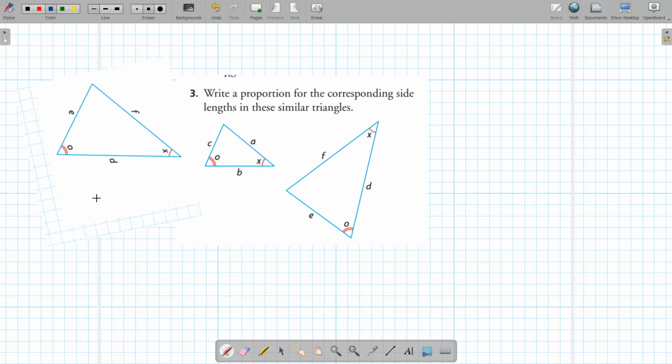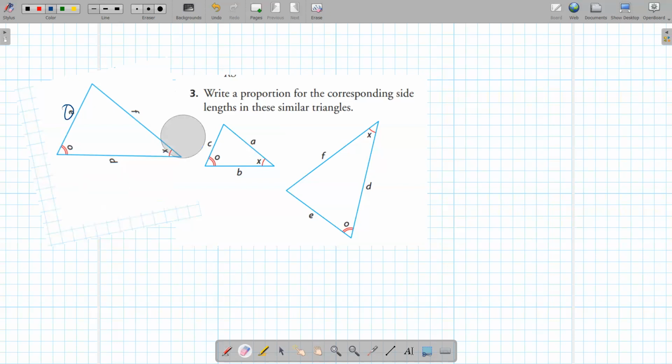Let me give you one of them. E over C is the same thing as what? A over F? No. E, the bigger one came first, right? E over C, big over small, is F over A, not A over F. The bigger one comes first, so you have to put the bigger one first.